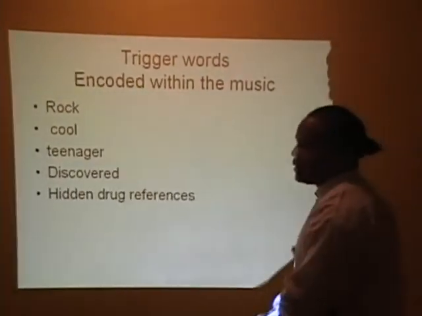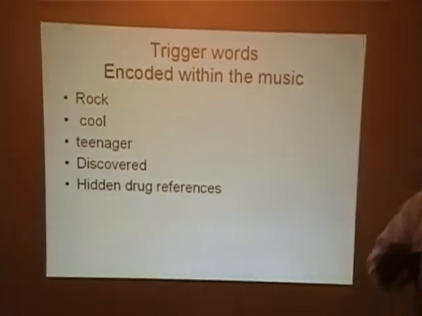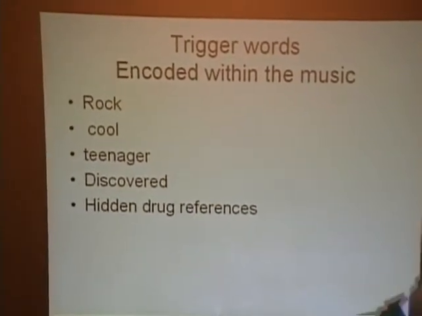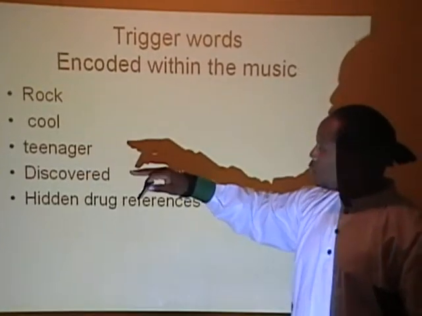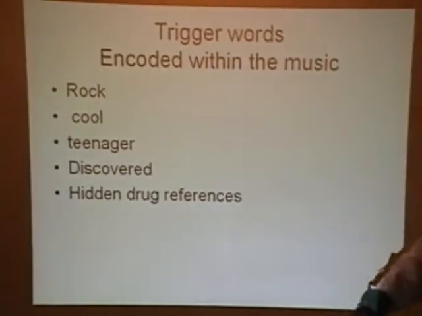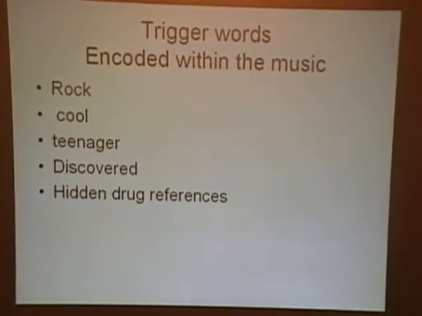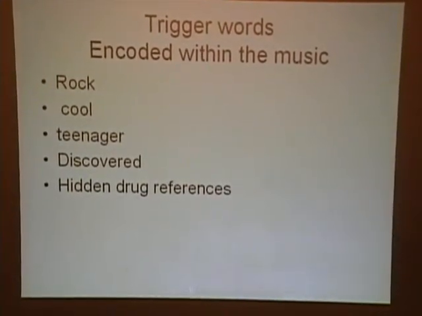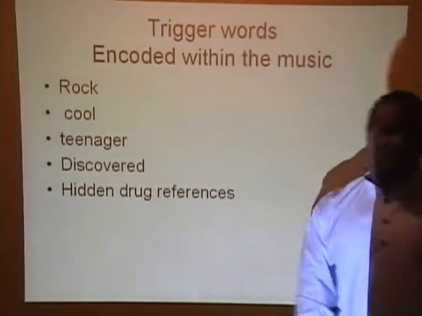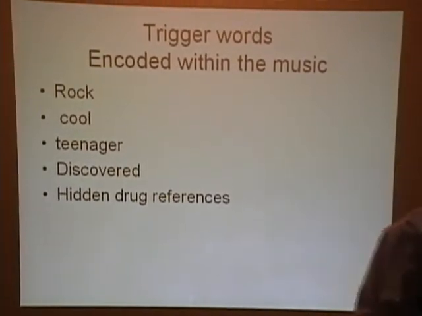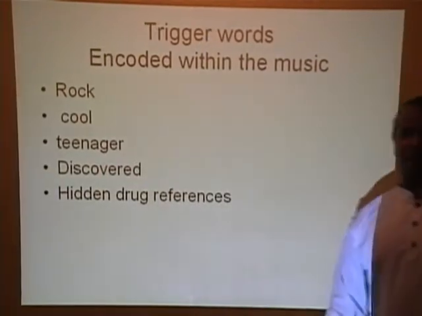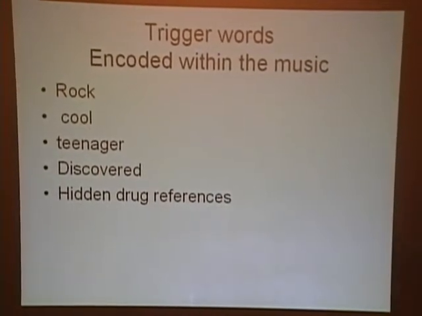Trigger words. These are the words that can go inside that tone center. For example, that came with the Beatles. According to the book, rock, cool, teenager, discovered, and hidden drug references all came with the Beatles, because you would go to a rock concert, discover drugs, and you was cool with a bunch of other teenagers. These things came with the Beatles. They weren't popular until the Beatles came out.